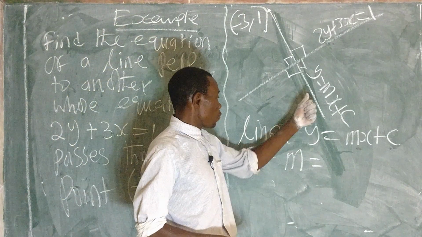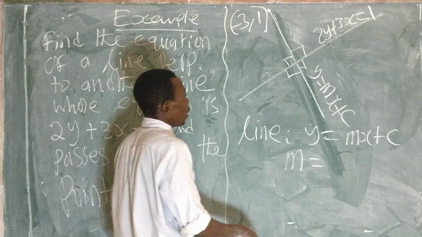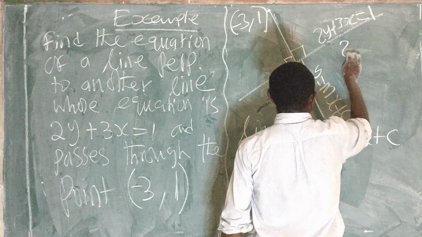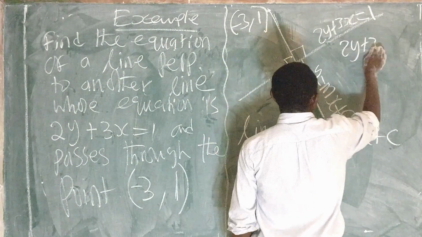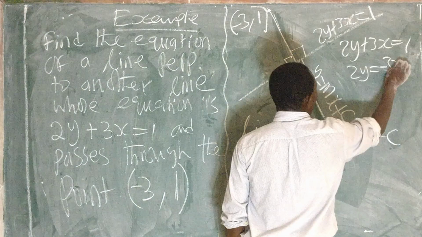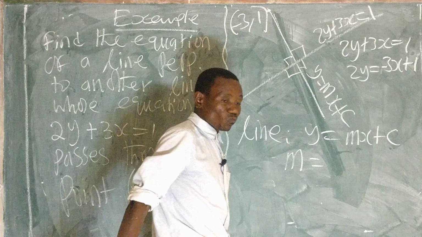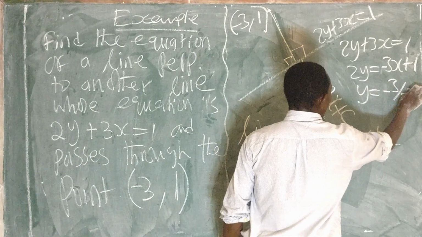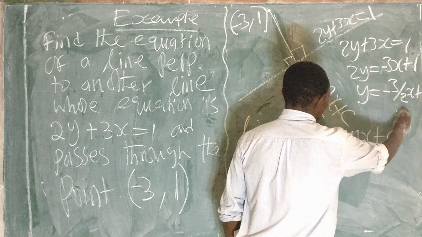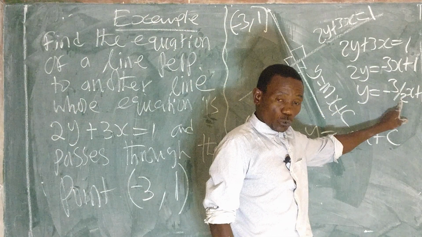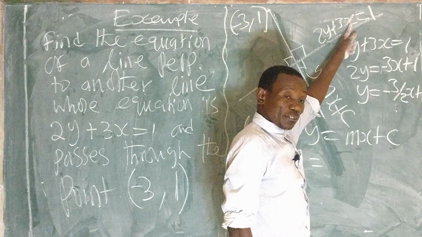So let us find the gradient in this case for this line here. So here, what is there? We need to make y the subject to obtain the gradient of that one first. So here we have 2y plus 3x is 1. Let's transfer this one to this side. So I've got 2y is equal to negative 3x plus 1. That's it. To make y the subject, here I've got y is equal to negative 3 over 2 x plus 1 over 2. So the gradient here is negative 3 over 2. That's the gradient of this line.